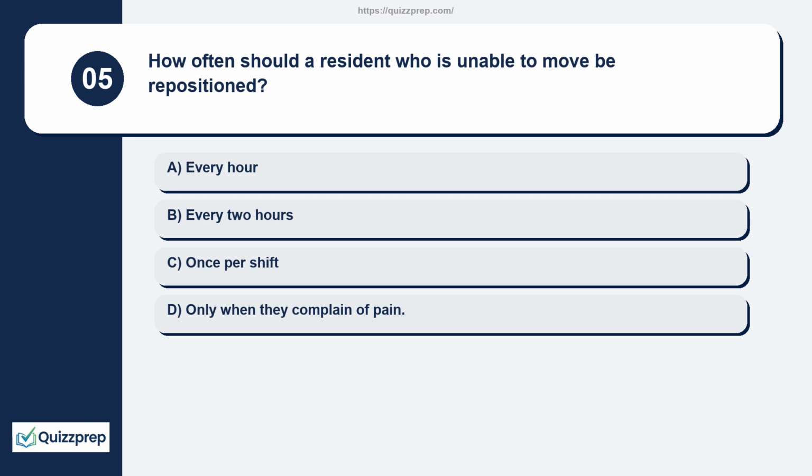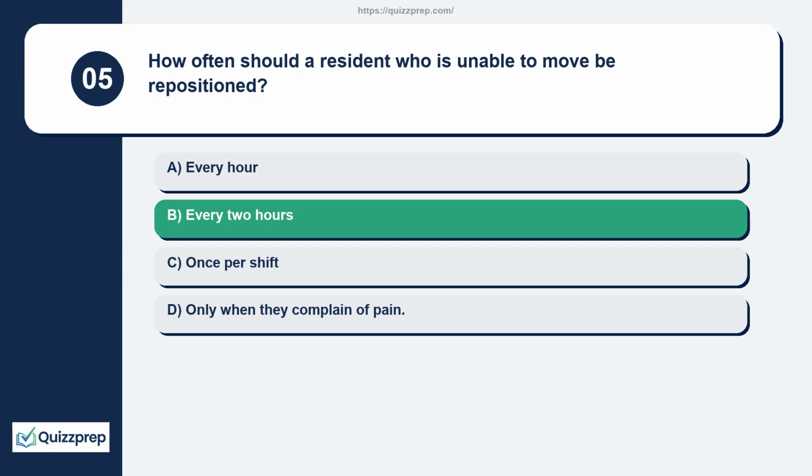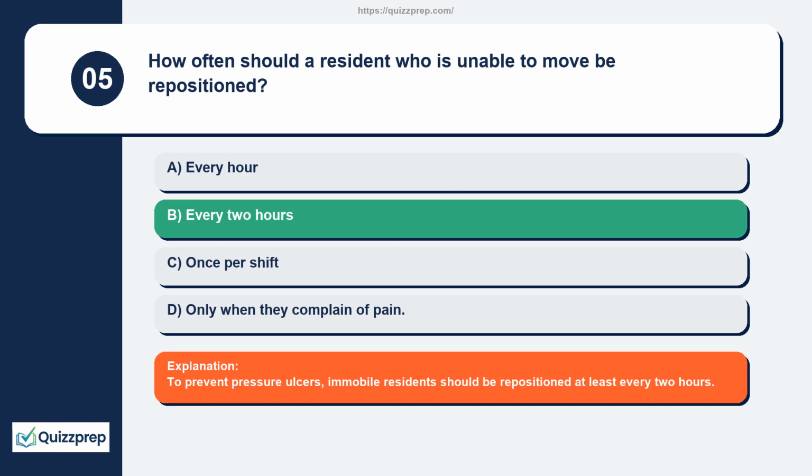Question 5. How often should a resident who is unable to move be repositioned? Every hour, every 2 hours, once per shift, only when they complain of pain. To prevent pressure ulcers, immobile residents should be repositioned at least every 2 hours.